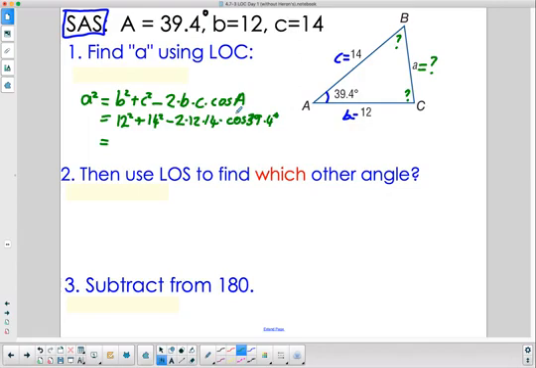So I'm doing 12 squared plus 14 squared minus 2 times 12 times, you can put in parentheses for the multiplication if you want. It's easy to just hit the multiplication key, multiplied by the cosine of 39.4. Check that your calculator's in degree mode. Press enter. And now we get 80.3615193. So that's 80.362.